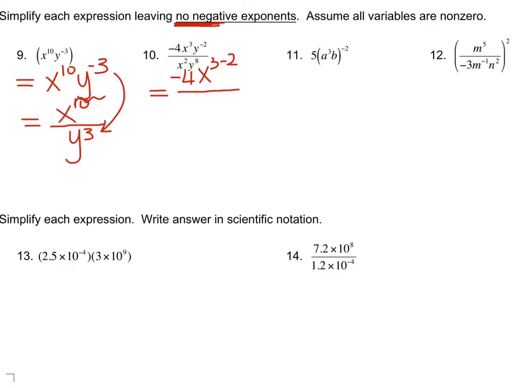How about y raised to the 8th power, y raised to the negative 2 power? So this time, again, 8 is bigger than -2, so I'm subtracting. Don't forget you are subtracting a negative number. Put a parenthesis so you do not mess up the signs. So -4 times x raised to 3 minus 2, I have x raised to the first power.